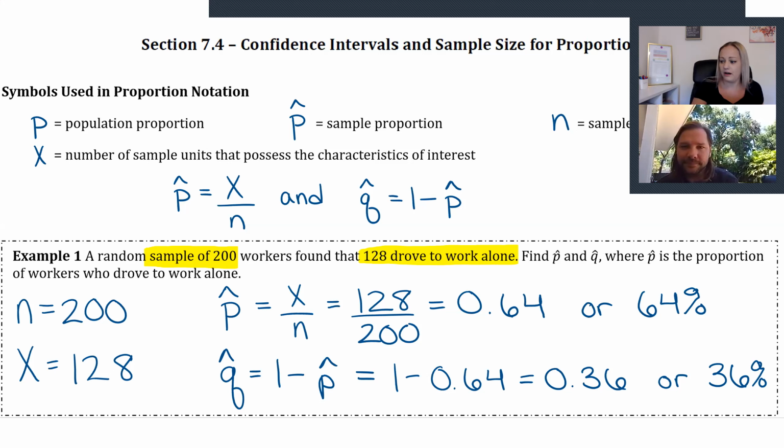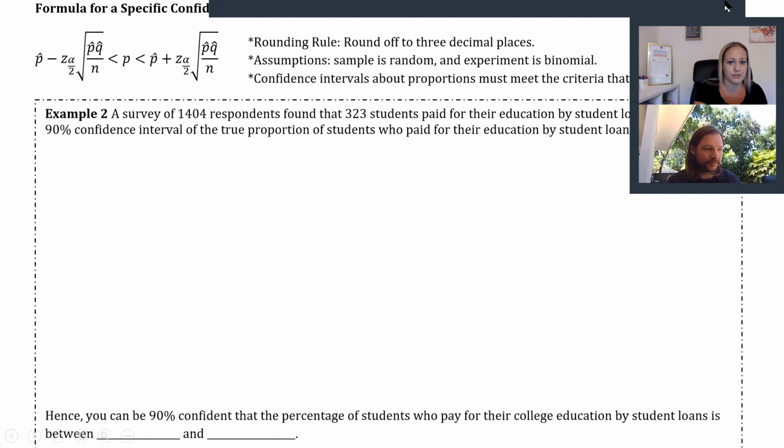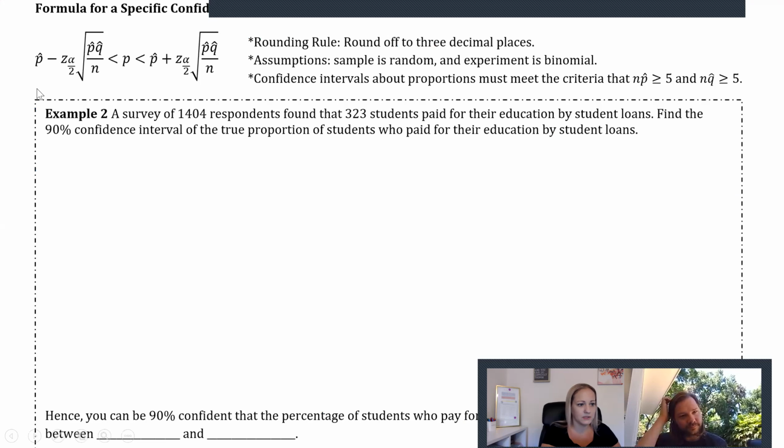Okay, so there is a formula for building the actual confidence interval for proportions. You can see that in your notes there. It's similar to the confidence interval for means that we looked at in the last couple of sections. We start with our sample proportion, and then we subtract some amount. That gives us our lower bound, and then we add that same amount to the sample proportion, and that gives us our upper bound on our confidence interval. The rounding rule for proportions is always going to be 3 decimal places, so that's at least straightforward.